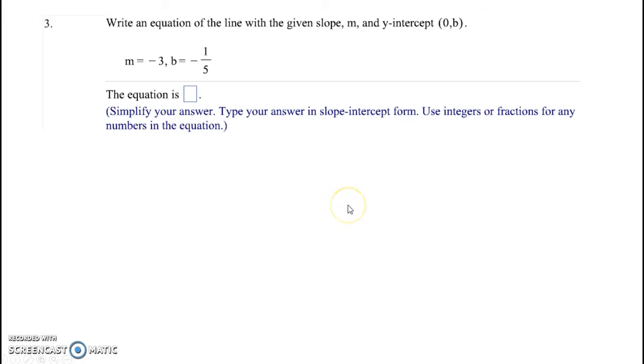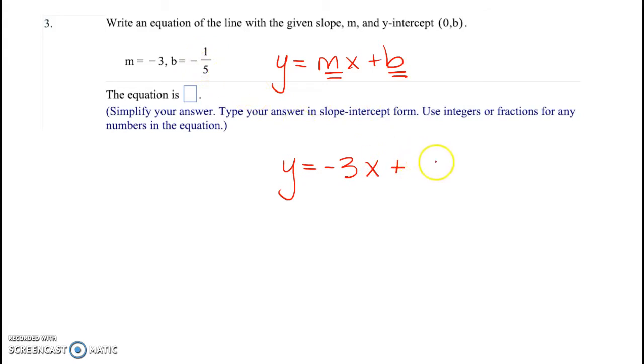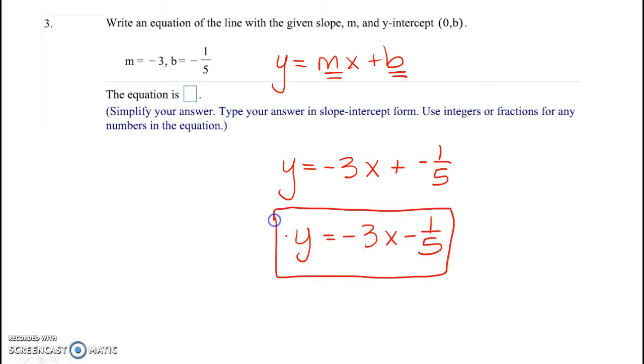Number 3 says, write an equation of the line with the given slope m and the y-intercept. Well, this is really easy because they want us to write it in slope-intercept form. y equals mx plus b, where m is your slope and b is your y-intercept. So I just have to drop in those numbers. -3 is my slope times x plus that b of -1/5. And we usually don't write it that way. Adding a negative is the same as subtracting. So y equals -3x minus 1/5. Pretty easy.